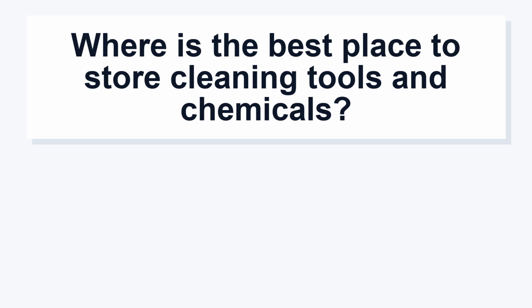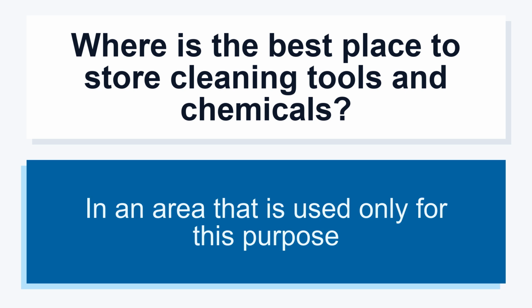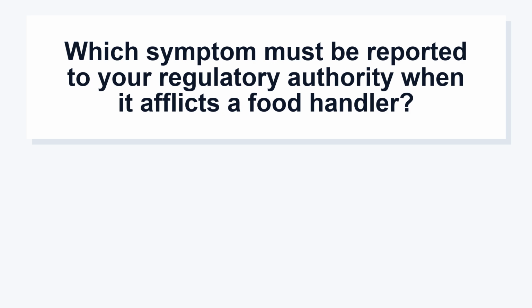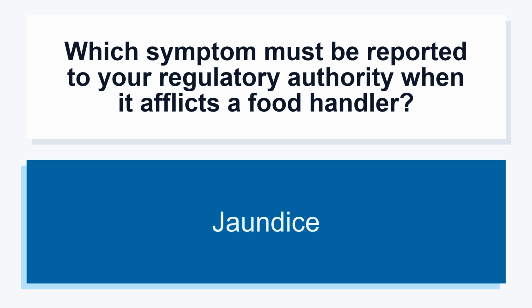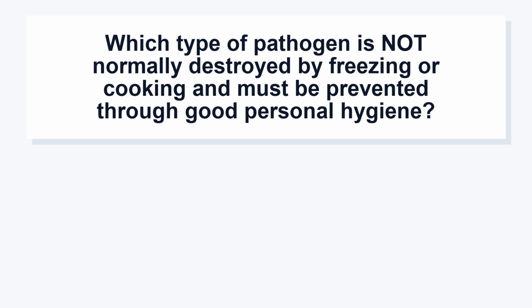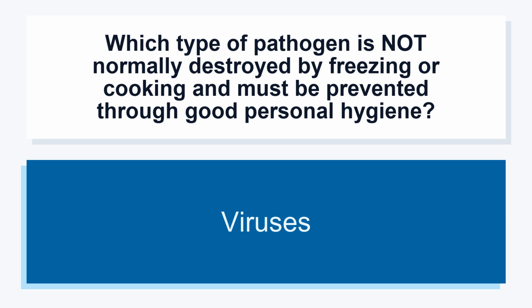Where is the best place to store cleaning tools and chemicals? In an area that is used only for this purpose. Which symptom must be reported to your regulatory authority when it afflicts a food handler? Jaundice. Which type of pathogen is not normally destroyed by freezing or cooking and must be prevented through good personal hygiene? Viruses.